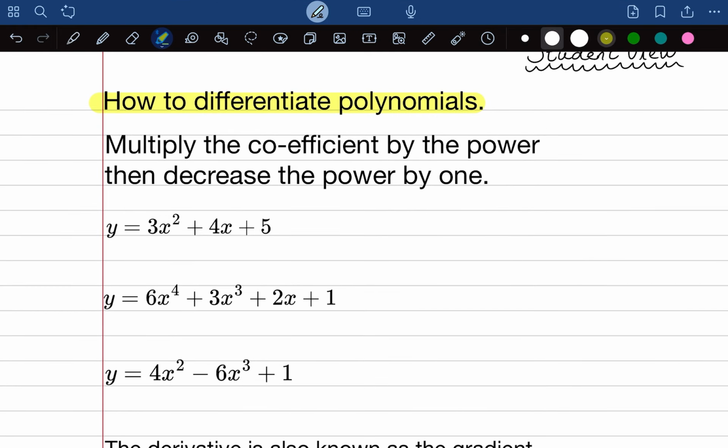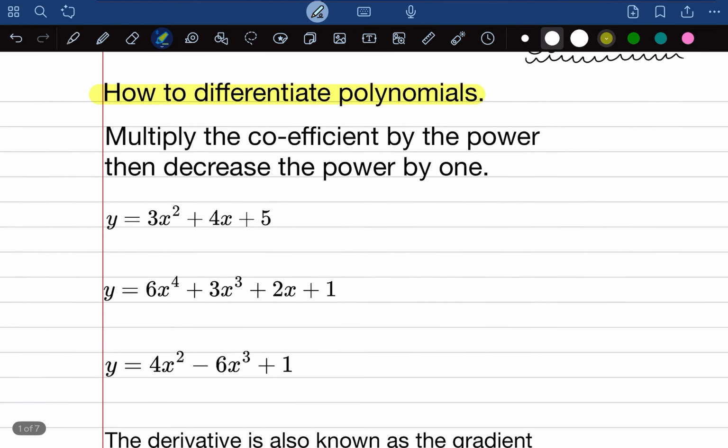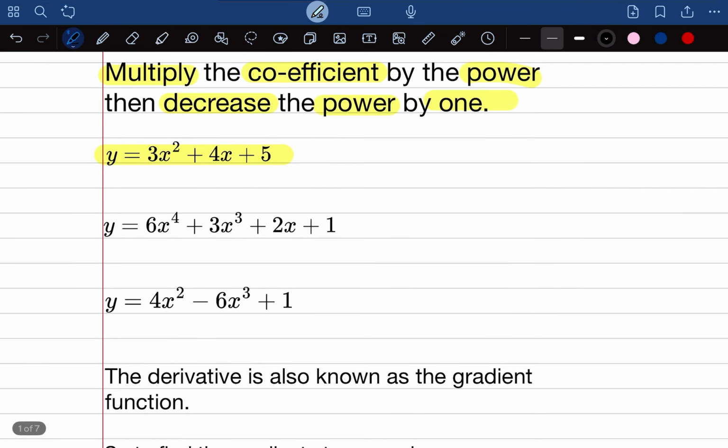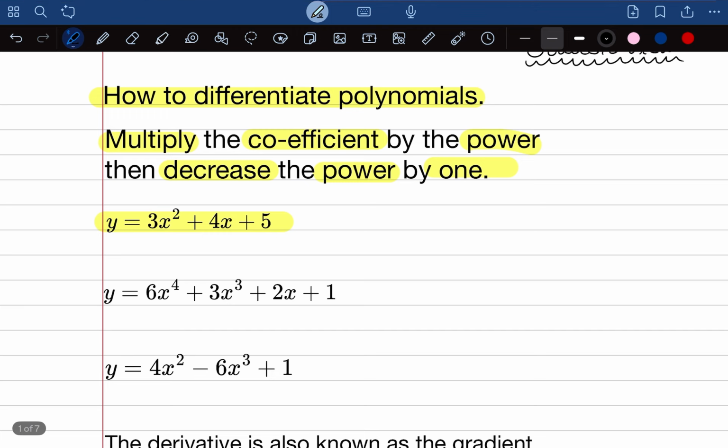The way that we differentiate a polynomial, so a polynomial is anything like this down here, y equals 3x squared plus 4x plus 5. The way we do it is, I've got it written down here: we multiply the coefficient by the power, and then you decrease the power by 1 for each single term in the polynomial. So let's do an example to begin with.